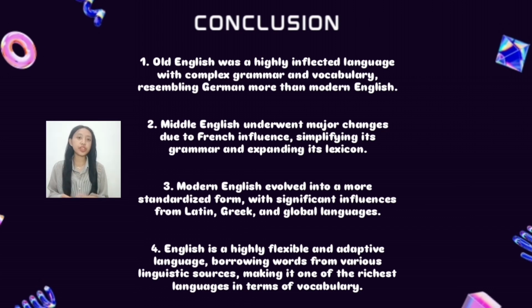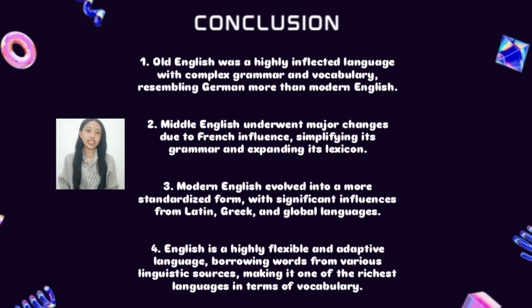The third is Modern English evolved into a more standardized form with significant influence from Latin, Greek, and global languages. The last is English is a highly flexible and adaptive language, borrowing words from various linguistic sources, making it one of the richest languages in terms of vocabulary.